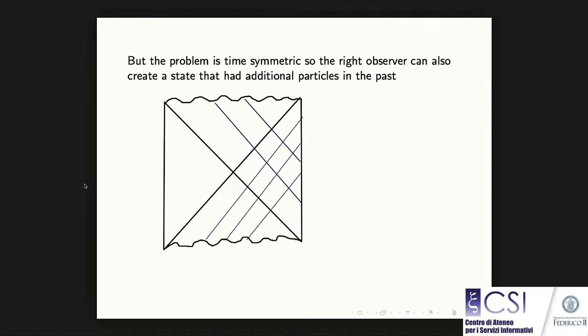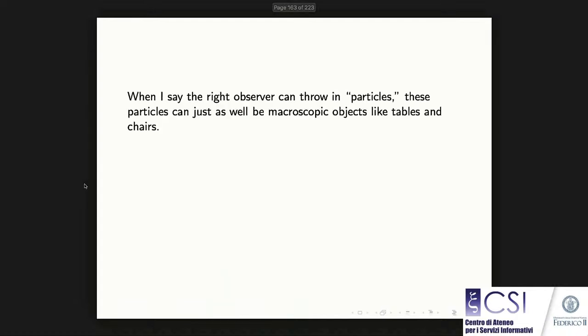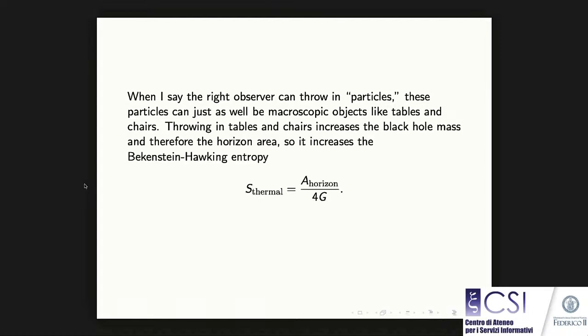The problem is time symmetric, so the right observer can also create a state that had particles in the past that were exiting at the speed of light. When I say the right observer can throw in particles, these particles could just as well be macroscopic objects like tables and chairs. Throwing in tables and chairs increases the black hole mass and therefore the horizon area. So it increases the Bekenstein-Hawking area, which is the thermal entropy, A horizon over 4G.